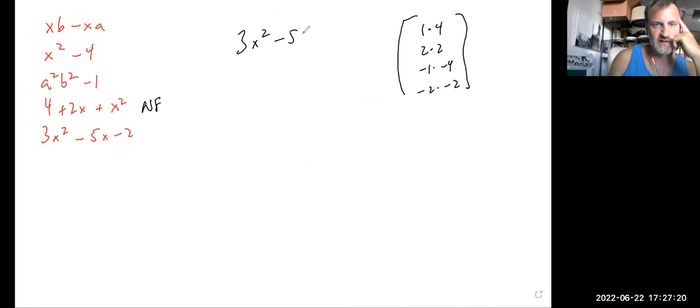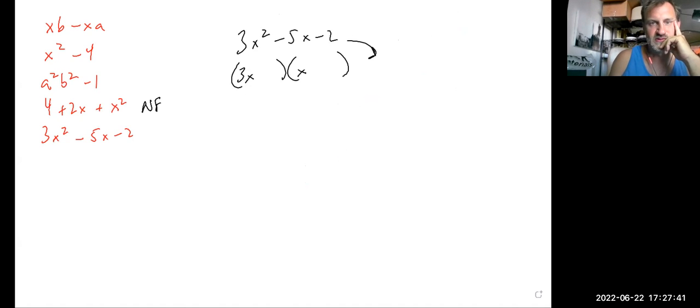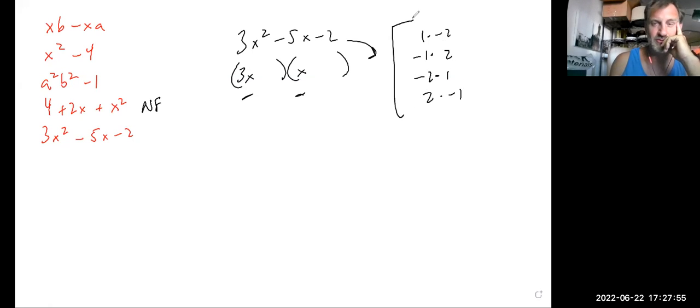3x squared minus 5x minus 2. Okay. So this time I have some more choices in the front. I could have 3x and x. I could also have x and 3x, but I'm going to leave it here and then examine the back end. Let's see where that takes me. So this is 1 times -2, but also could be 1 times 2. And because this is asymmetrical, it matters what the order is. So then it could also be -2 times 1. It could also be 2 times -1. So really there are 4 options here that I have to work through to figure out how I'm going to get this middle term of minus 5x.